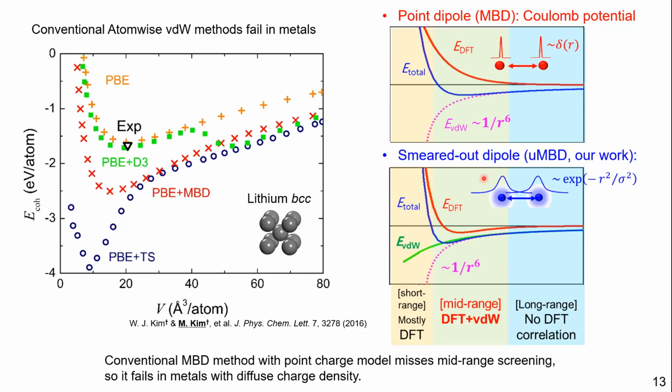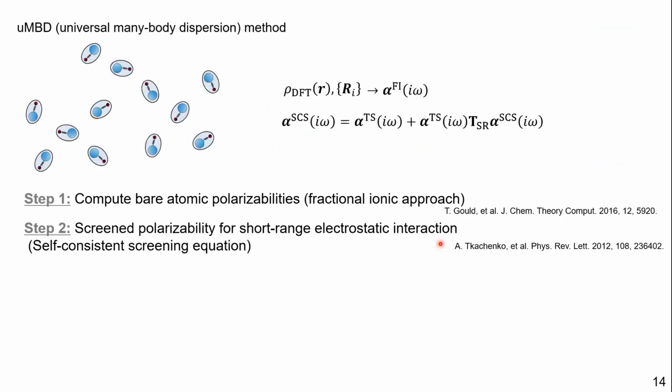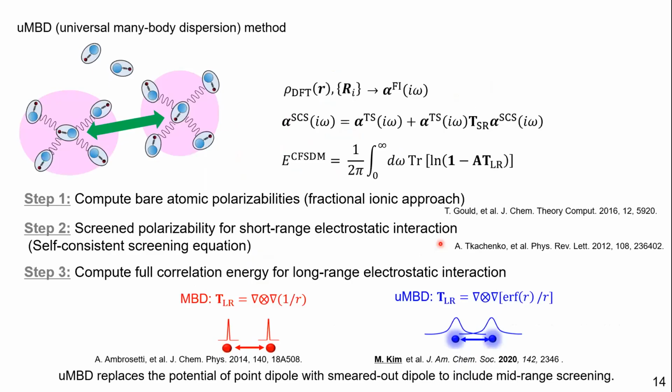And based on the dipole-dipole interaction, it can be calculated as a 1/r^6 potential, which is like the Lennard-Jones attraction potential. But in these types of metallic systems, metal has a very diffuse charge density, so we need to replace this point charge model with a smeared-out dipole model with Gaussian-type charges, because the finite width of the charges can start its charge density overlap from the mid ranges.